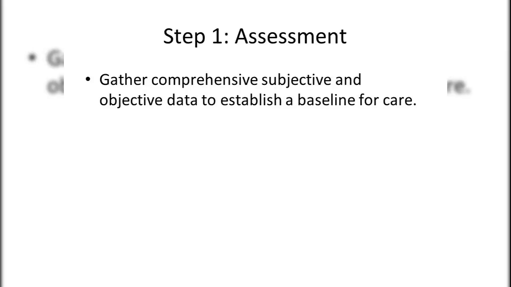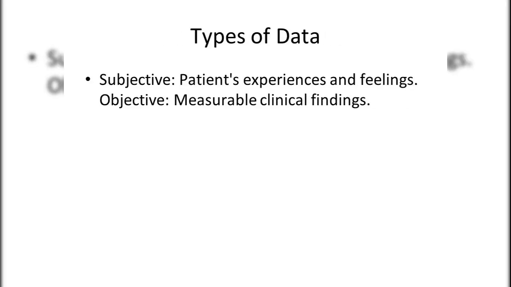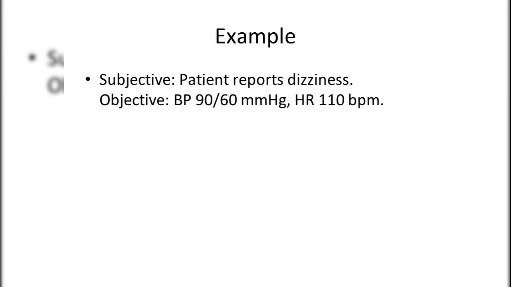The first step is assessment, where comprehensive subjective and objective data are gathered to establish a baseline for care. Assessment data can be subjective, such as the patient's experiences and feelings, or objective, like measurable clinical findings. For example, a patient may report dizziness, which is subjective data, while their blood pressure and heart rate are objective data.